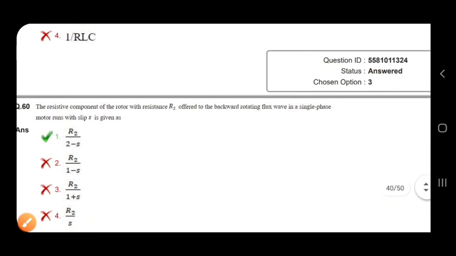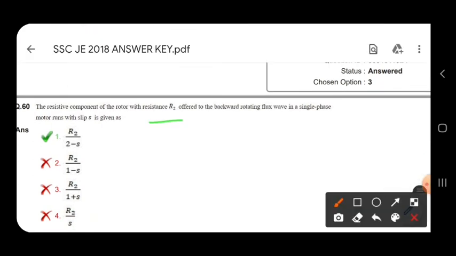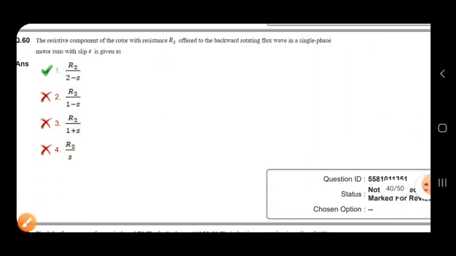The resistive component of the rotor with resistance R2 offered to the backward rotating flux. The flux is in the backward direction, and the single phase motor runs with slip. The formula is R2 upon 2 minus S.